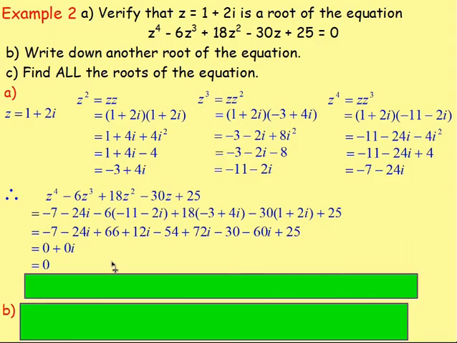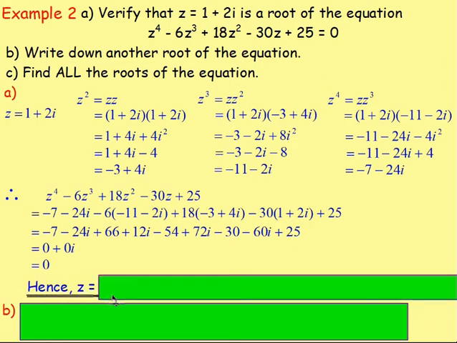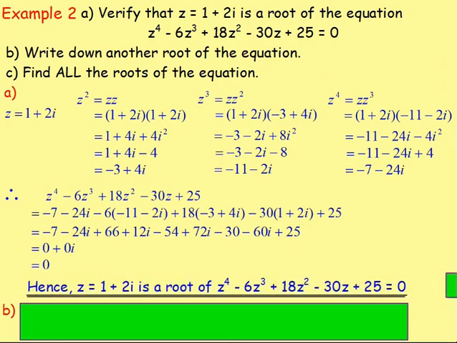Well done. And because we're getting out 0, well, you know when you are subbing in the root into the equation and you end up getting 0 equals 0, well, it means then that that would be a root of the equation. Perfect. Part B, write down another root of the equation. How would you go about doing this? James, what do you do?